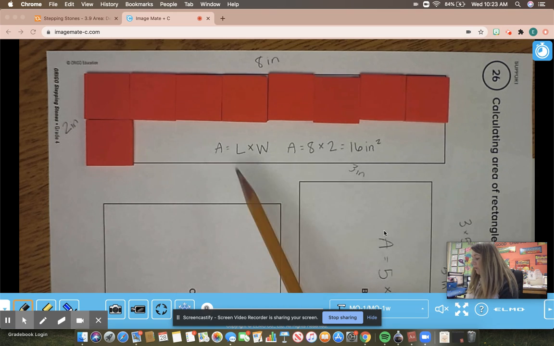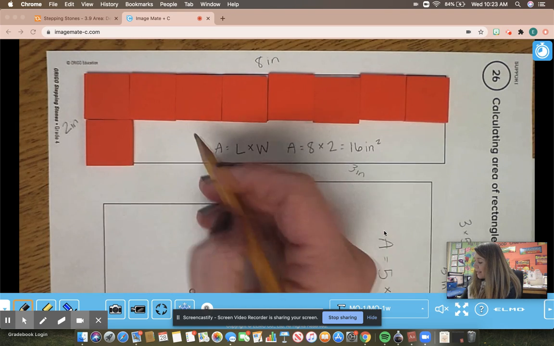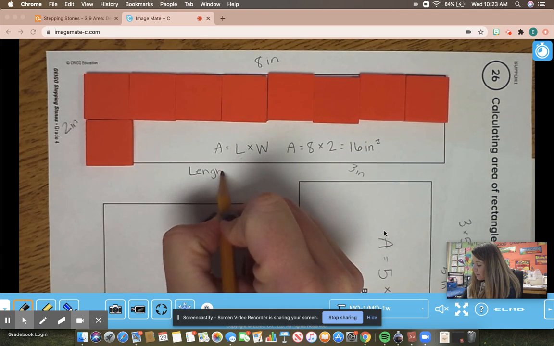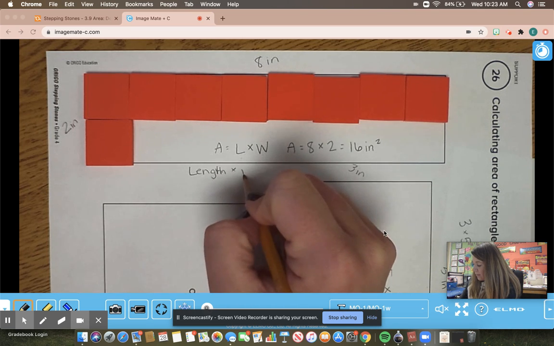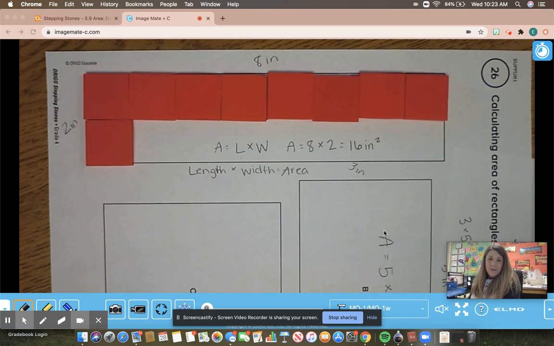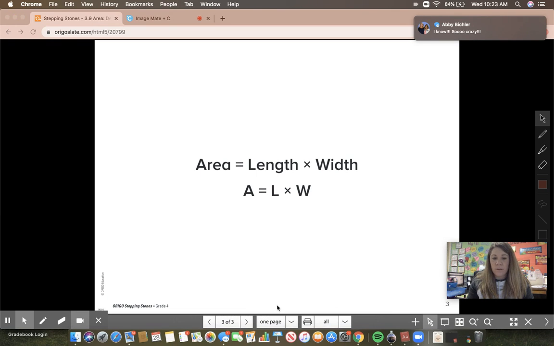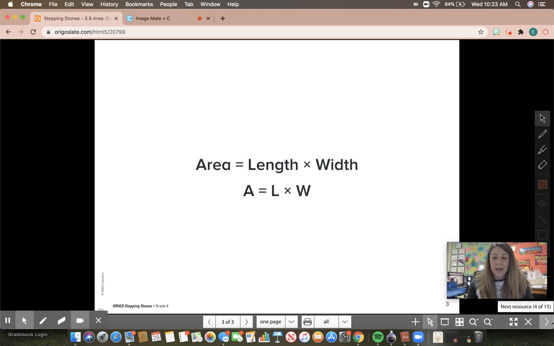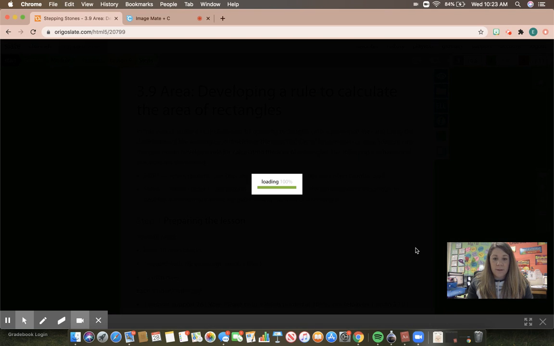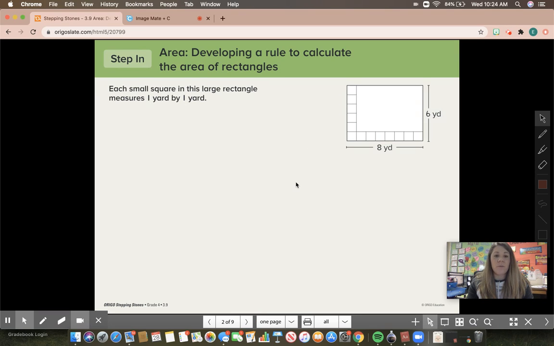All right, again, area equals the length times the width. So if we multiply the length with the width, it equals our area. All right, let's take a look at this. So again, area equals length times width. You're looking at an array and you're determining what is the length and what is the width and multiplying those together, just like you would for finding how many tiles are in an array.